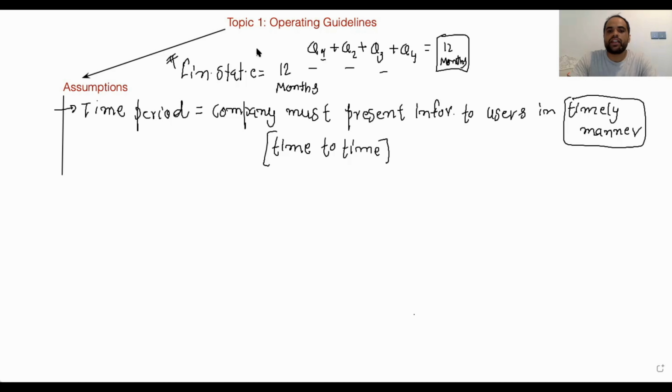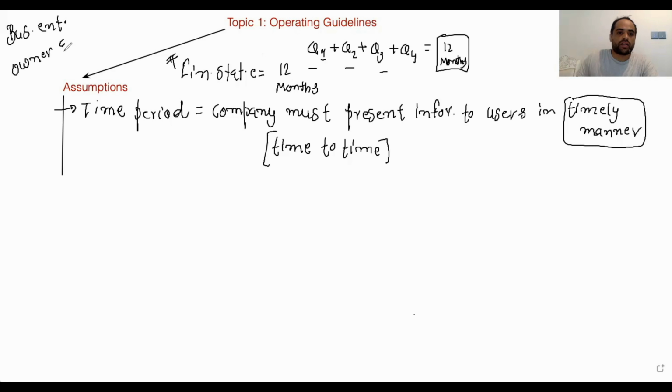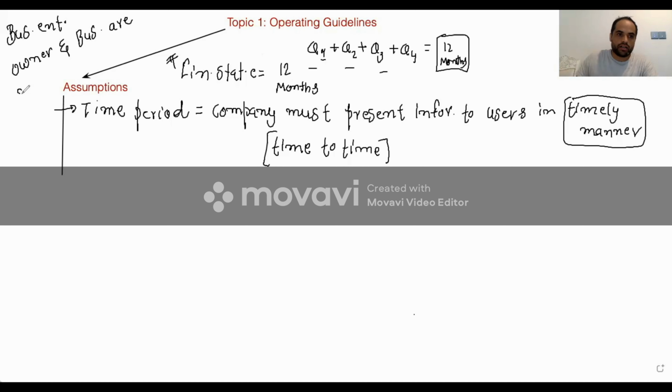Business entity definition is that the business and the owner of the business are different. If you want, I can write it down here. So business entity definition is: owner and business are different from each other, or are not the same. They are not the same. Now, what does it mean, not the same?